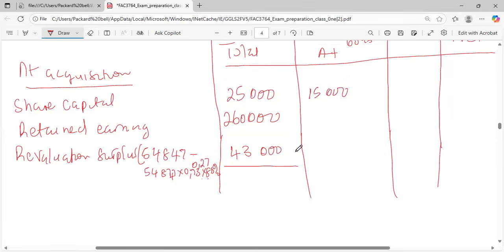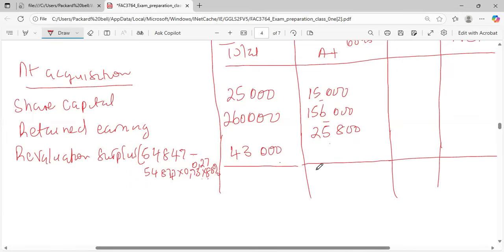156,000. So this one is going to be 156,000. Then when you multiply by 60, 25,800. Then this one is going to be 25,800. Right, then what else do we need now? We need now the value of equity, 15 plus 156 plus 25,800. How much are we going to have there?